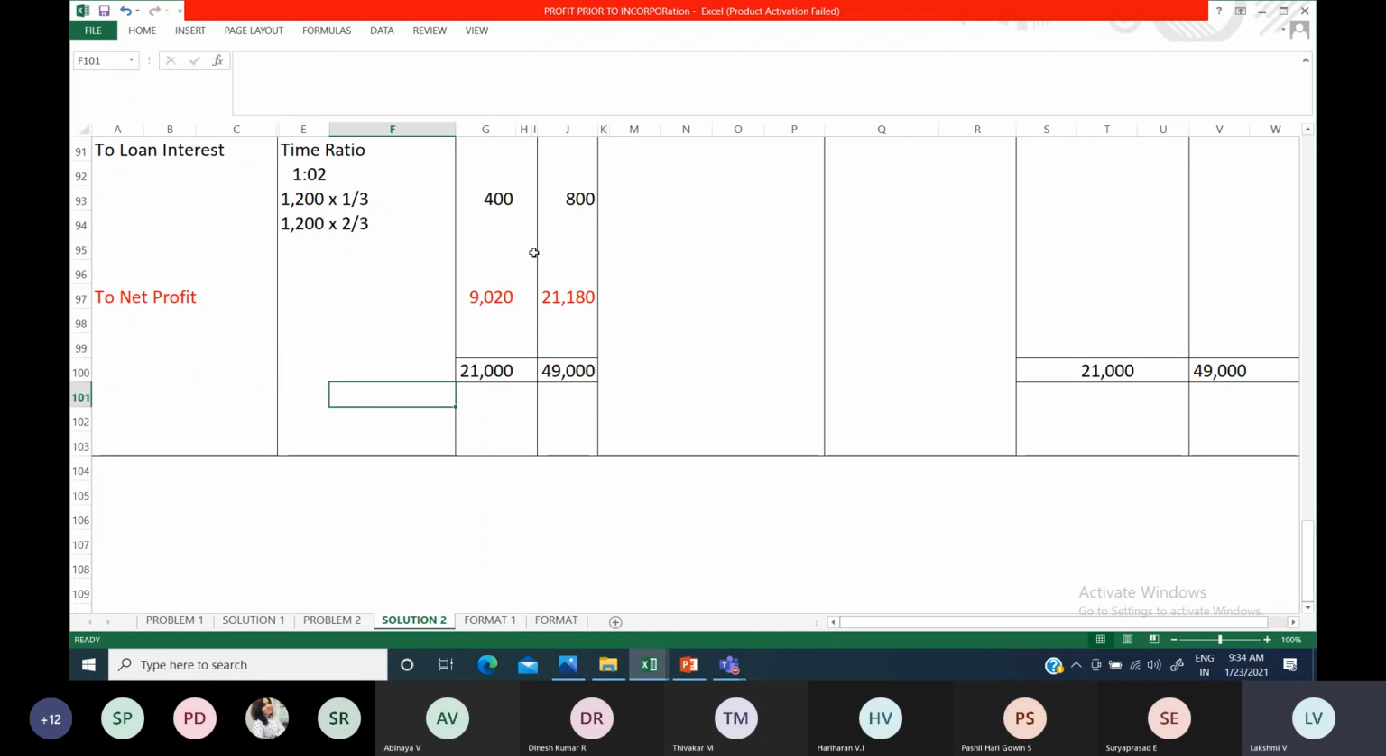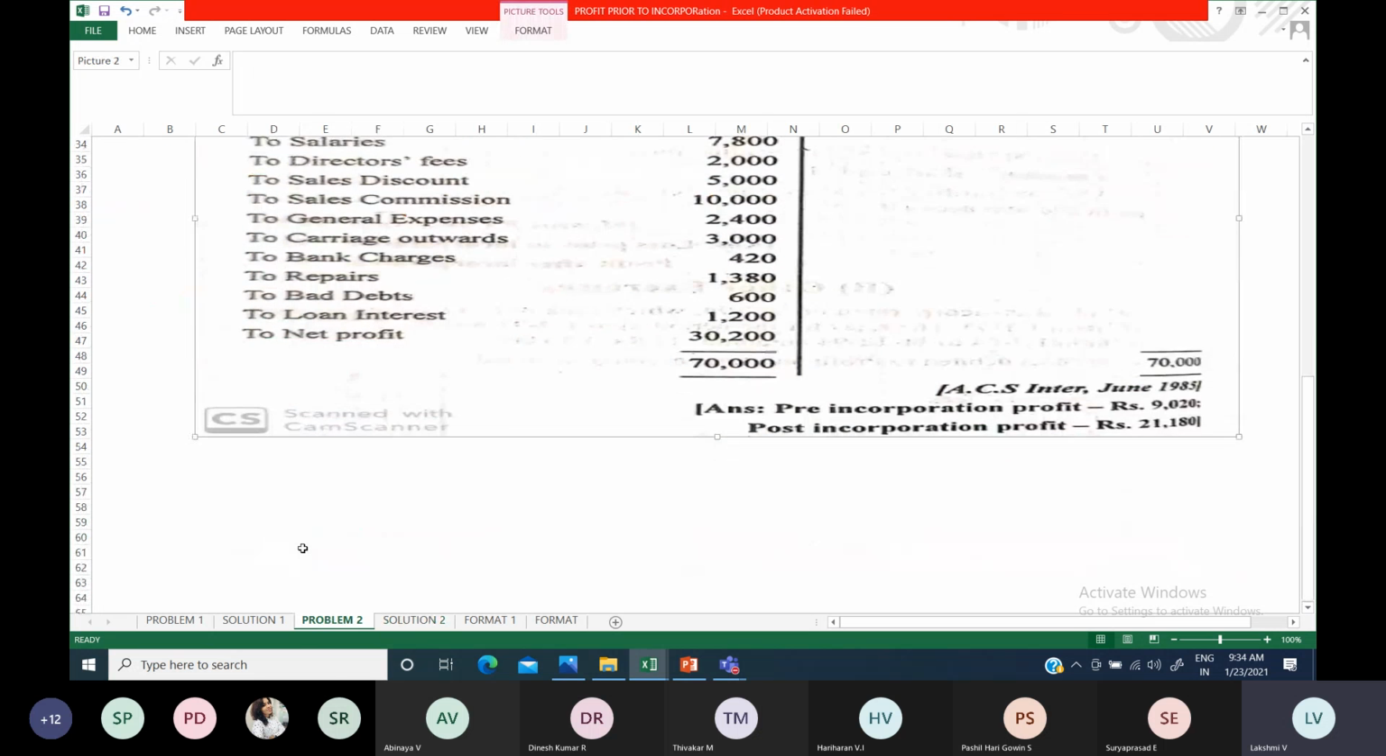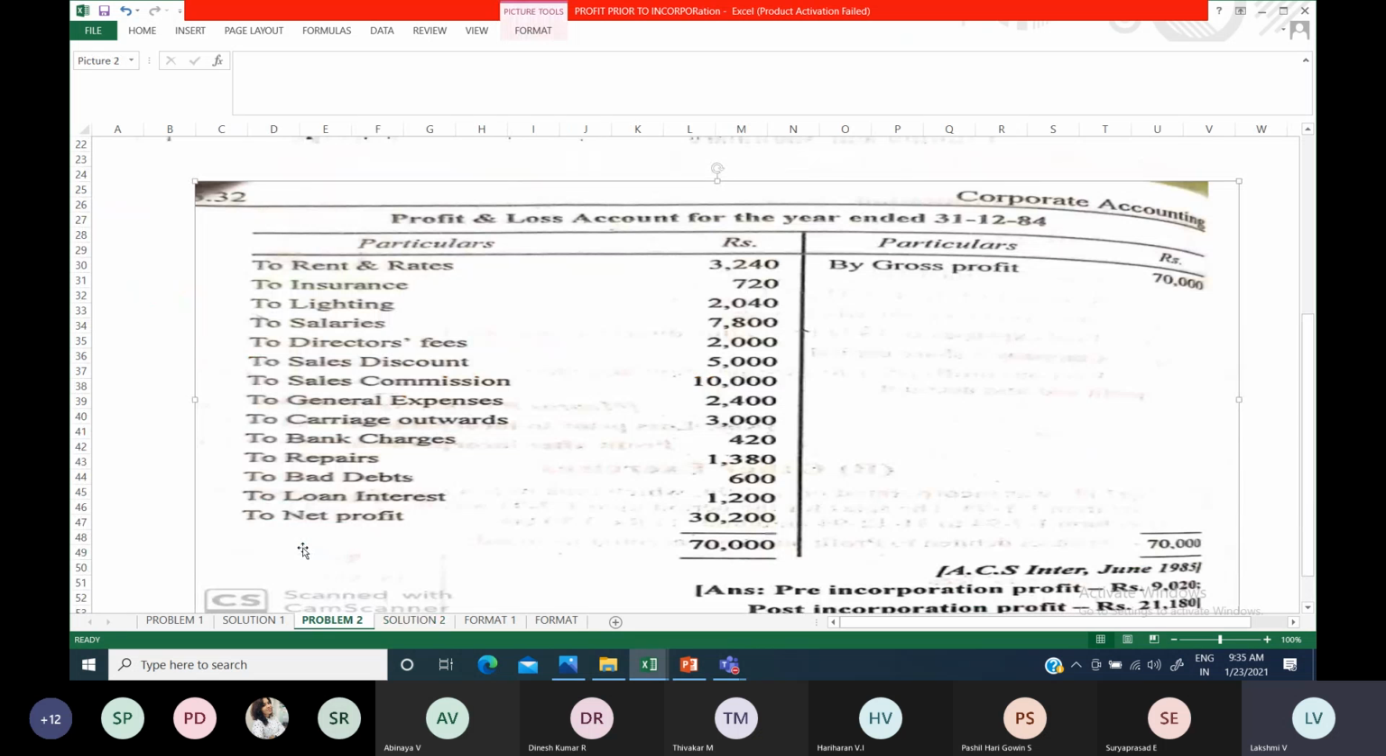Okay, so this is your net profit which is available for distribution as dividend to the shareholders. The other profit cannot be distributed as dividend to the shareholders. Okay, this is profit prior period, prior to incorporation, before the date of incorporation. So like this you have to find out if they ask us to prepare the profit and loss account for the pre and post period. If they ask you, you have to prepare it.